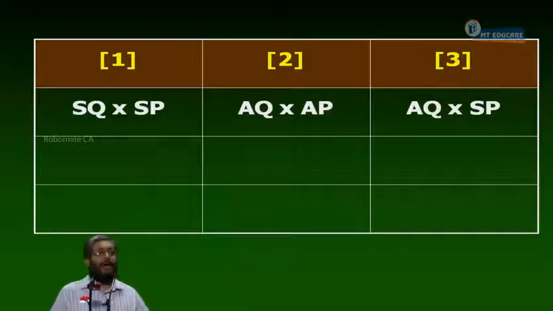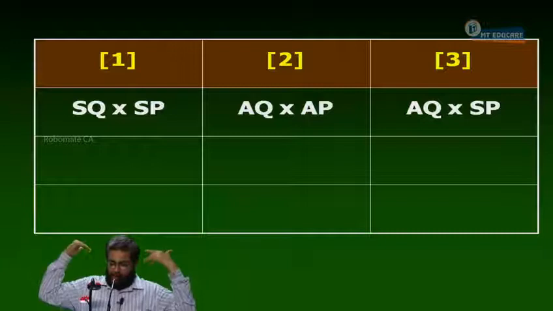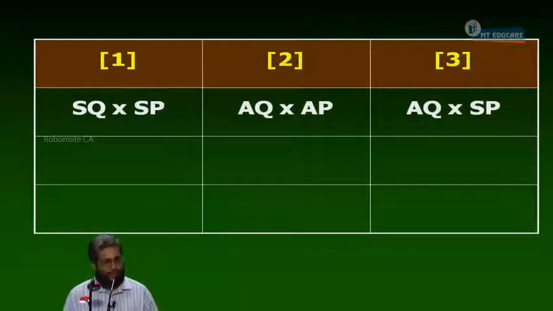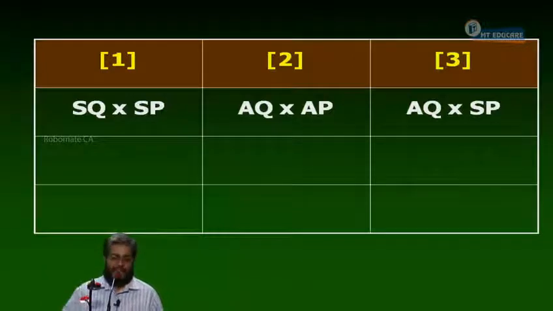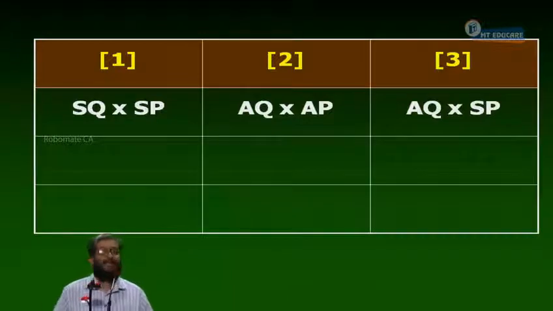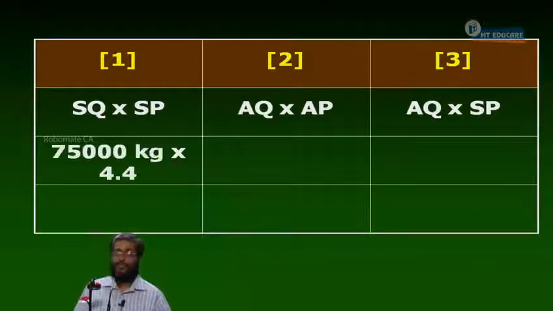Input, output. How many units output? 1 unit output. For 1 unit output, how many kg allowed? 3 kgs. So for 1 unit output, input is 3 kgs. How many units have actually been produced? The actual output is 25,000 units. What is the material quantity allowed here? 75,000 kgs. SQ is 75,000 kgs. Please come to the main statement. 75,000 kgs into what is the standard price here? 4.4. 75,000 kgs into 4.4.